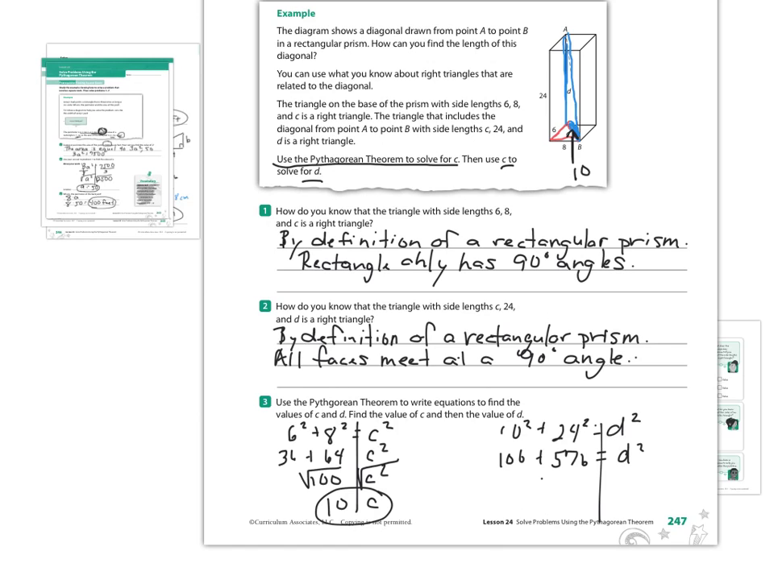Adding those together, 676 is equal to the square of d. To solve that equation, we take the square root of both values, d is equal to 26.